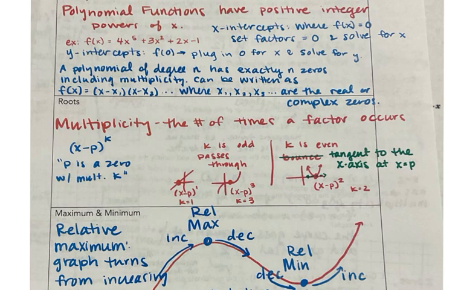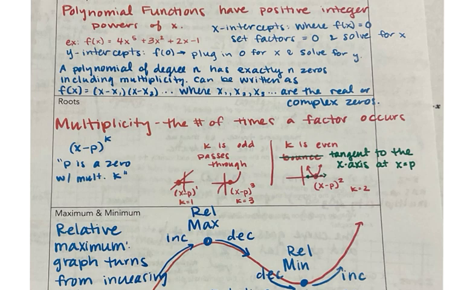We've talked about different multiplicities. So right here, p is the root, and p happens k times, so it has a multiplicity of k. If k is odd, it's going to pass through. If it's 1, it goes directly through. If the multiplicity is 3, 5, 7, 9, 11, and so on, it's going to snake through. Okay? Multiplicity 1, it just crosses. 3, 5, 7, 9, snakes.